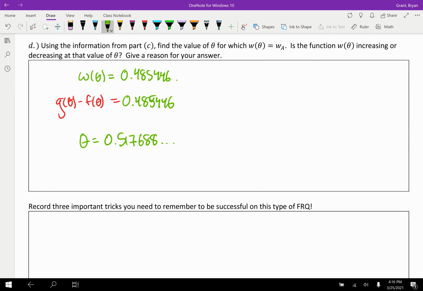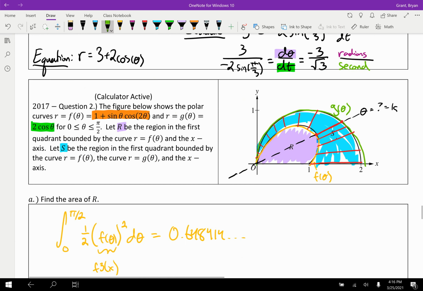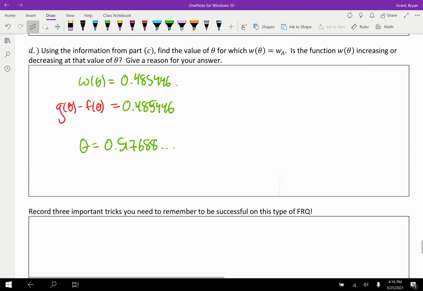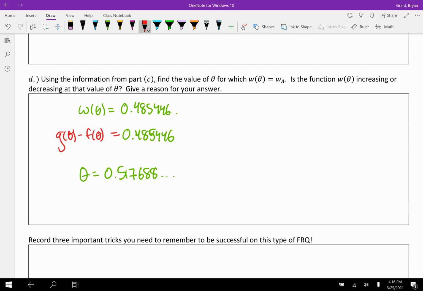Is the function f or w of theta increasing or decreasing? Well, I'm pretty convinced that just by the picture over here that w of theta will be decreasing, but they probably want a mathematical justification, so we can give that to them, right? The mathematical justification is we're going to find w prime of 0.517688, which is equal to, and that's going to be just g prime minus f prime if you want, g prime of that minus f prime of that. And luckily, that's something we can also do in our calculator.